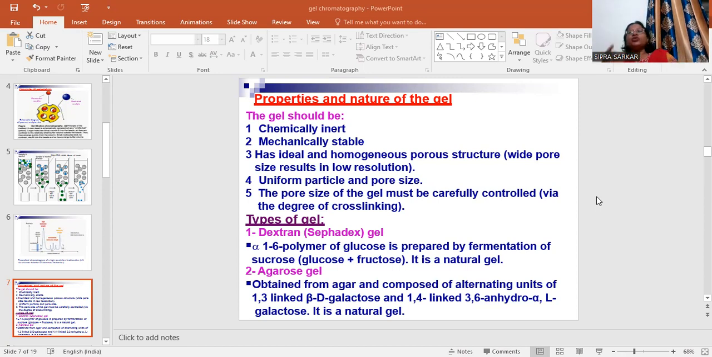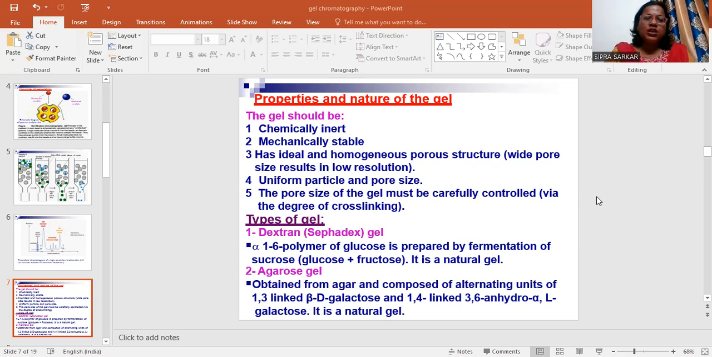Suppose you are taking a filtration or filter paper. If the filter paper has larger pore size, then the impurities and other unwanted particles will be coming out. Small particles which should be retained in the filter paper will not be retained. Okay, so there will be a mixture of components that is not required. So the bead size should have the same homogeneous nature. As a result, it will get good resolution. Uniform particle and pore size.